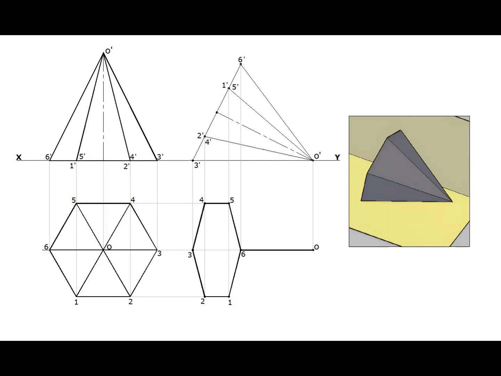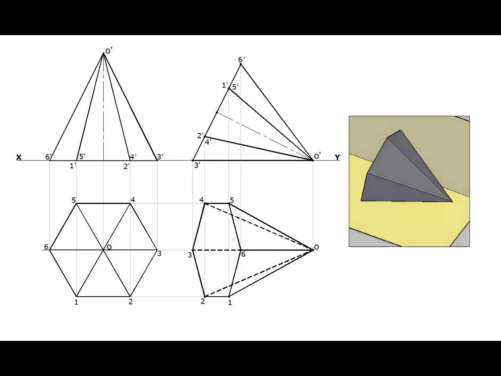Slant edge 6, O, is visible. Slant edge 5, O, is visible. Slant edge 1, O, is visible. Slant edge 4, O, is invisible. Slant edge 2, O, is invisible. Slant edge 3, O, also is invisible, but a portion of it is overlapping with the visible edge 6, O. So, only the remaining portion, between 3, 6, is to be drawn as dotted line.